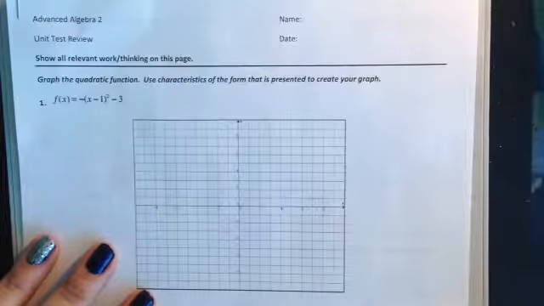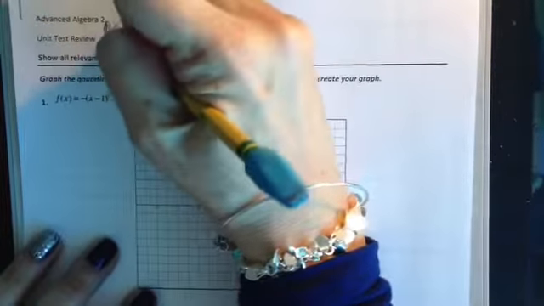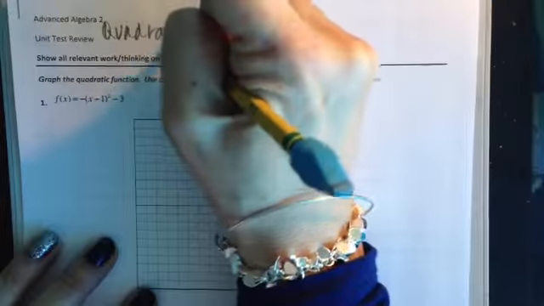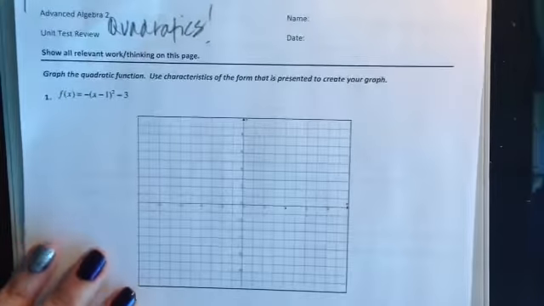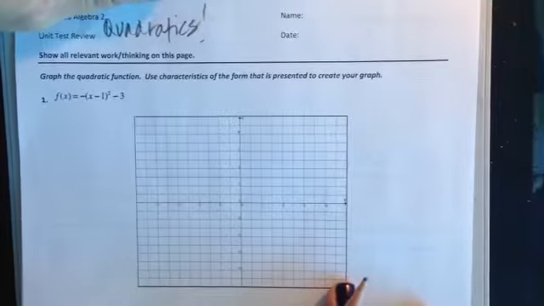All right, Advanced Algebra Quadratics Unit Test Review. I realized later that I didn't even put the title on this. This is our quadratics that we're doing. Graph the function. Use the characteristics of the form to create your graph. This is in vertex form.